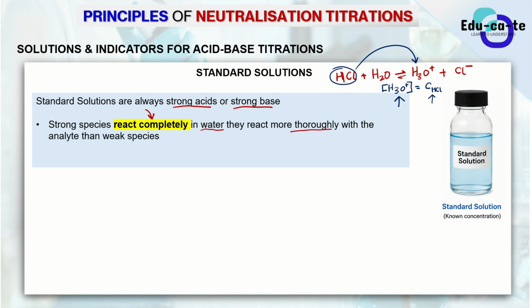It dissociates or it ionizes completely in water. So it means that there will be a lot of H3O plus ions and they will be available to react with the analyte. Compared to a weak acid, if you're going to use a weak acid rather, maybe you take acetic acid.